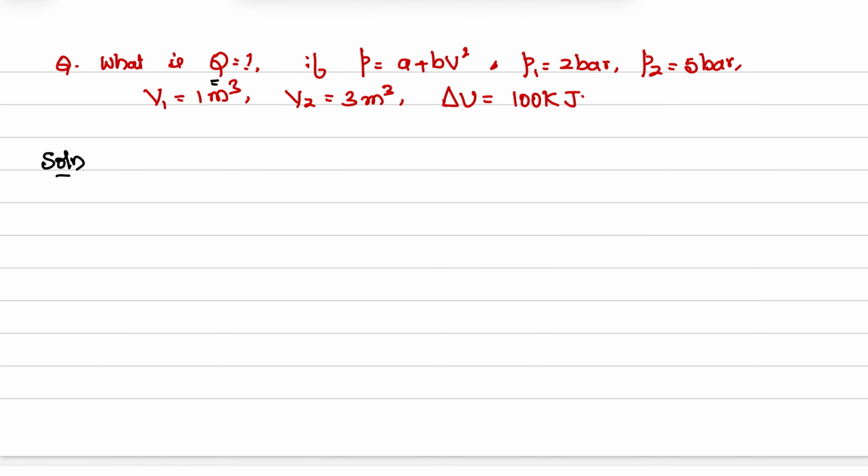Solution. You just see, P is equal to A plus bV² is given. We have to find out the values of A and B. First and foremost, our step is to find the values of A and B.